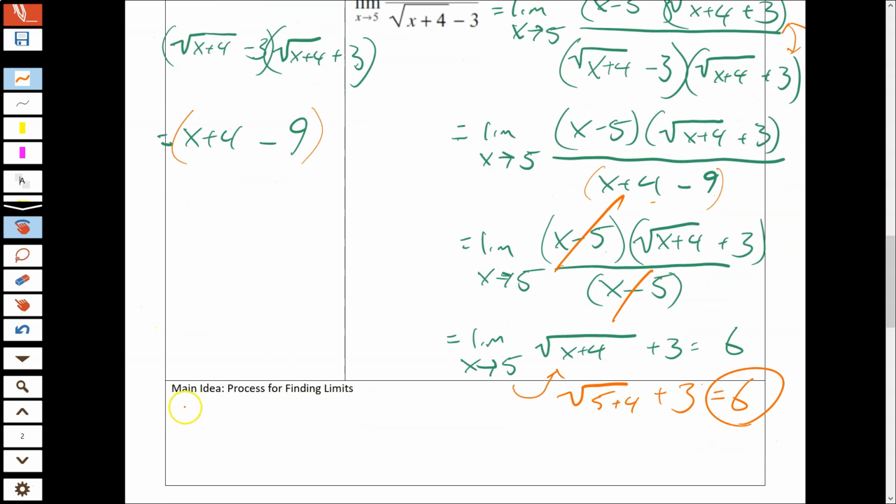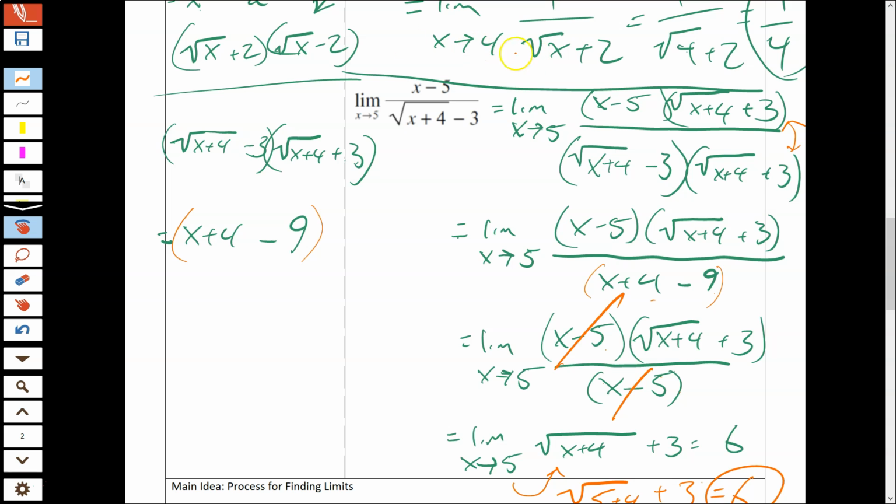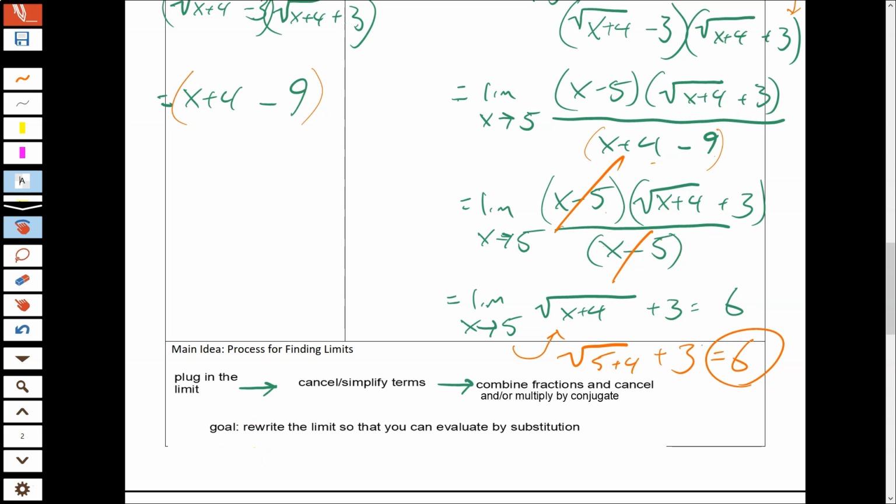Okay, so our process now is going to be everything we've seen before plus check for an opportunity to rationalize by using the conjugate. Okay, and our goal remains the same. Write this in big letters or highlight it. Because often going through these big algebraic steps, we forget what our goal is. All we need to do is cancel out the term that's preventing us from plugging in the limit.